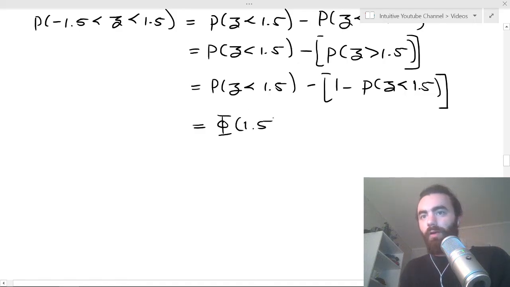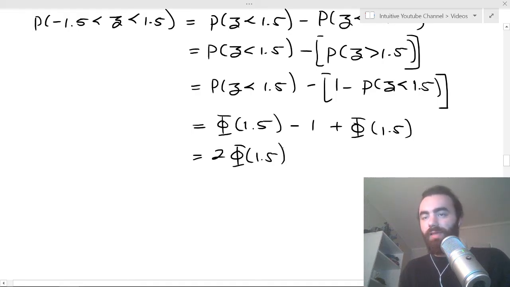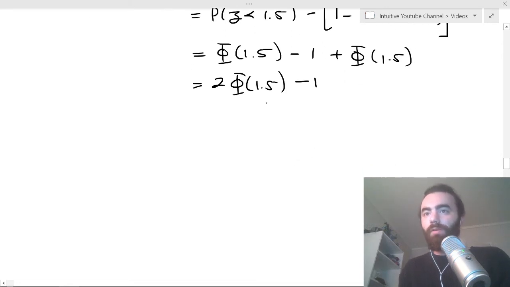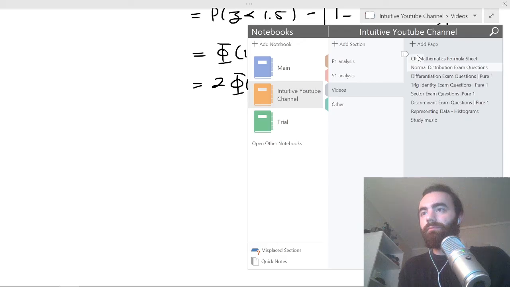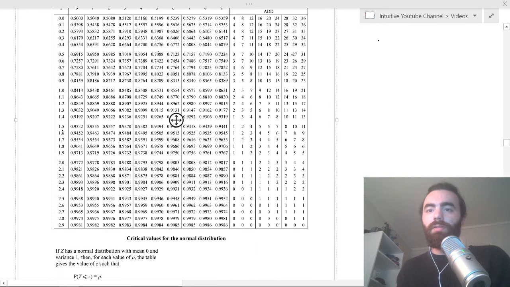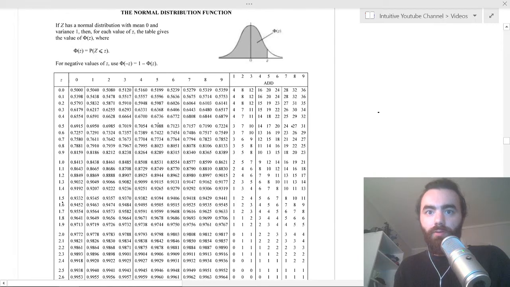It's 1.5 minus 1, minus minus is plus, and this is also 1.5. So you could say this is 2 times this value from the table: the probability that z is less than 1.5 minus 1. Well, let's find this. What's the probability that z is less than 1.5? 1.50 is 0.9332.